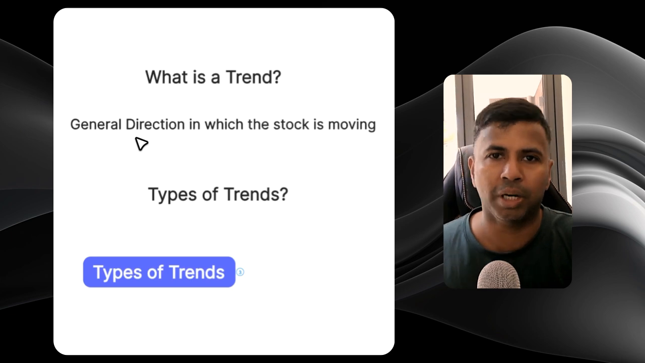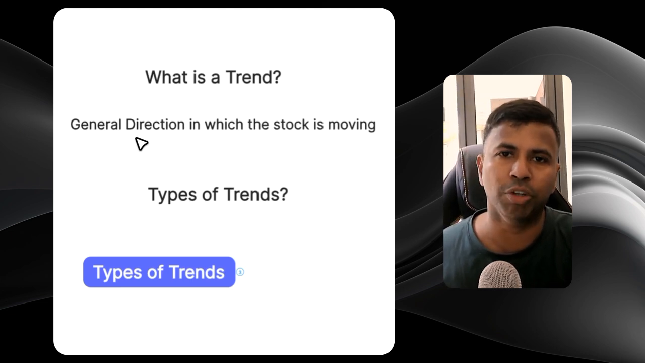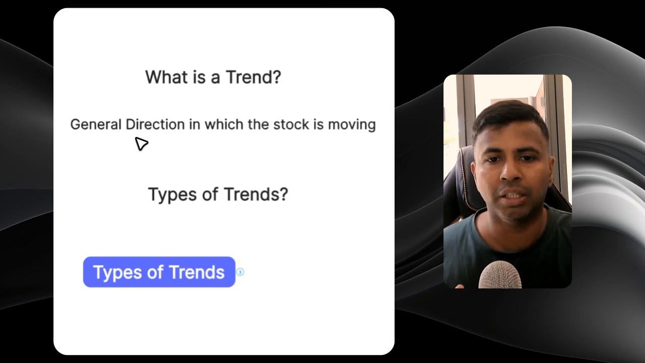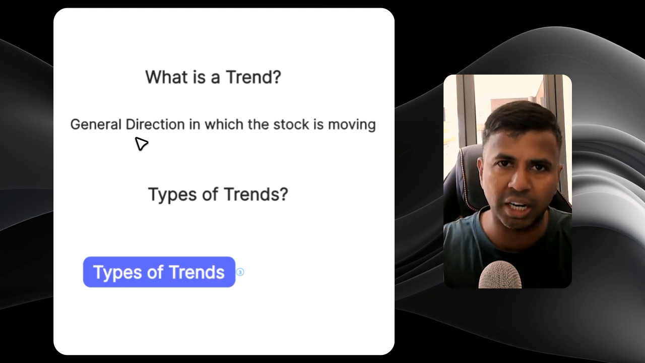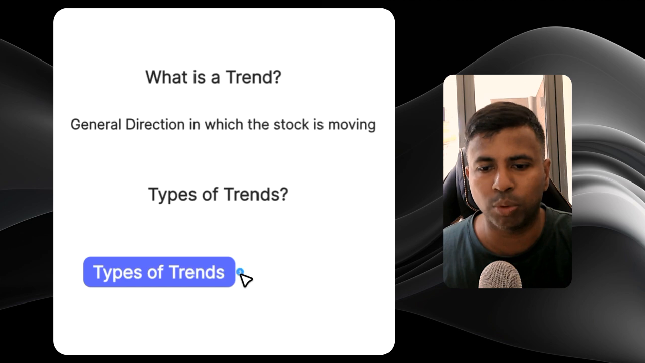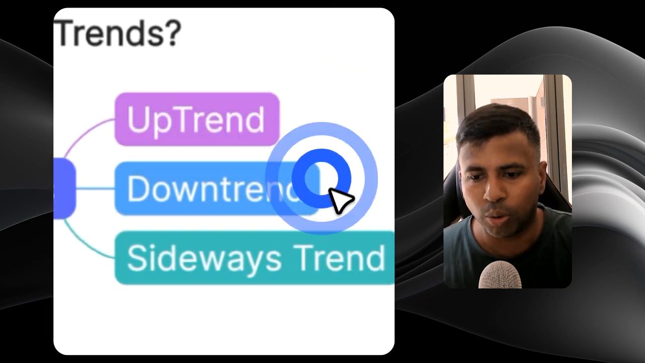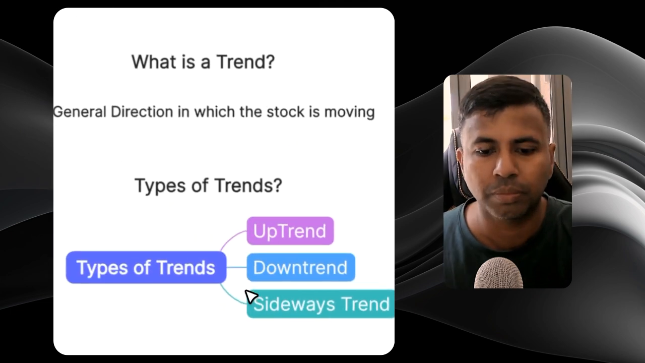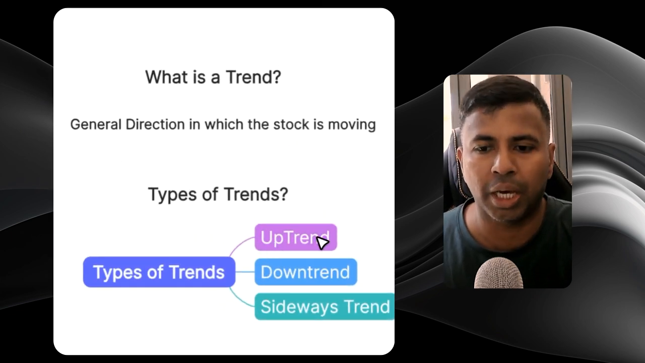A trend is nothing but the general direction in which an asset price is moving. This could be any asset, it could be stocks or bonds or anything else, but the trend is nothing but the general direction in which the stock price or the asset price is moving. Now based on the direction, we could define three types of trends, which are uptrend, downtrend and sideways trend. So these are the three types of trends.